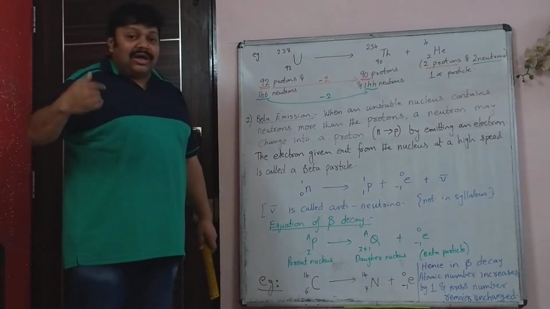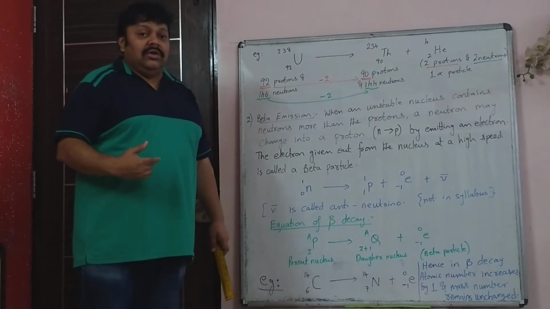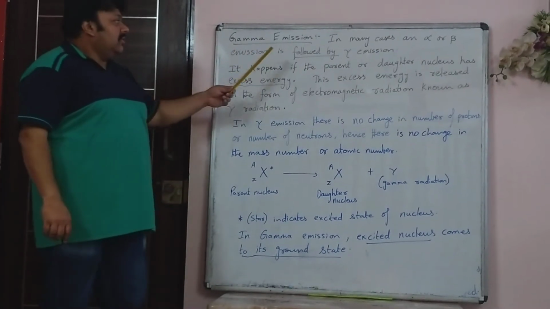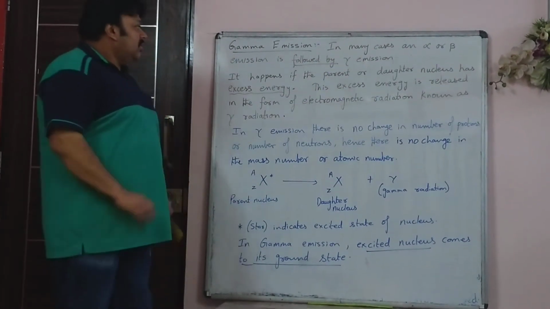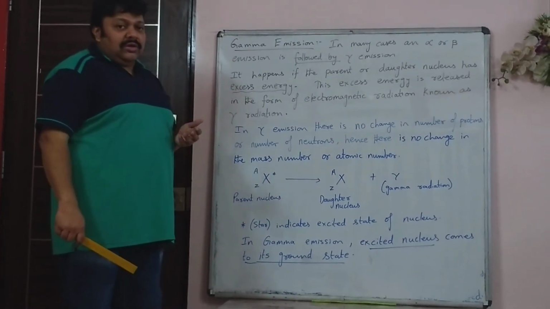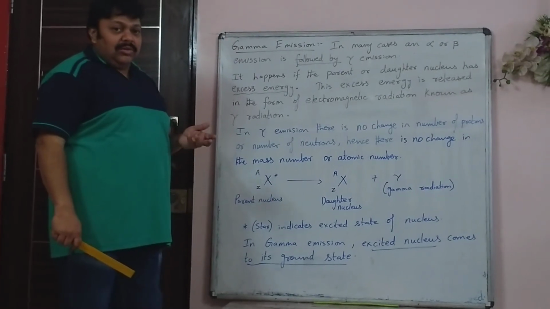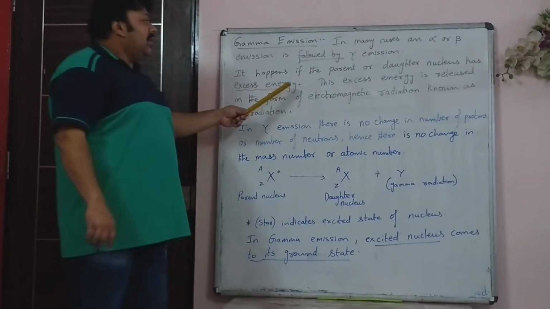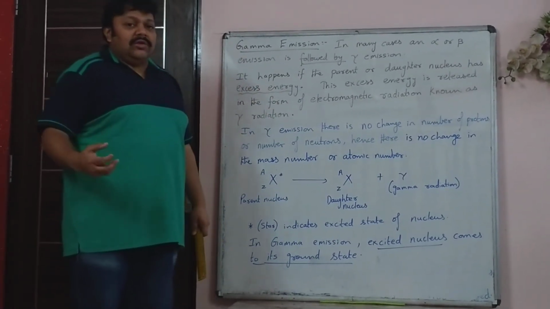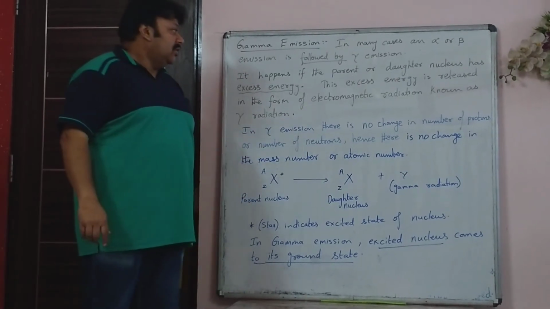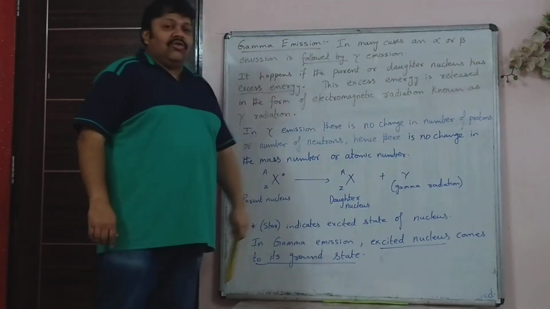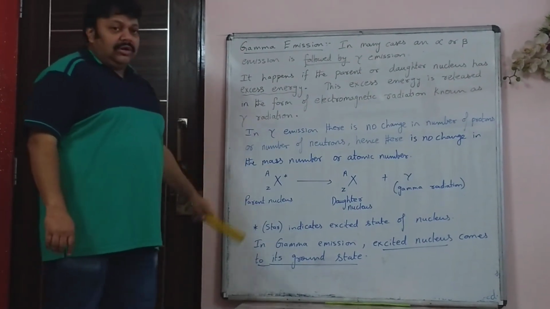Now we go on to the last type of radioactive disintegration or radioactive decay, that is gamma emission. In many cases, alpha and beta emission is followed by gamma emission. It is not necessary that every alpha and beta emission should be followed by gamma emission, but it happens if the parent nucleus or daughter nucleus has excess energy. That excess energy is released in the form of electromagnetic radiation or gamma radiation.